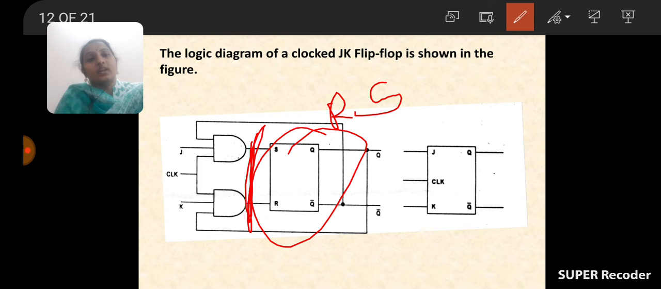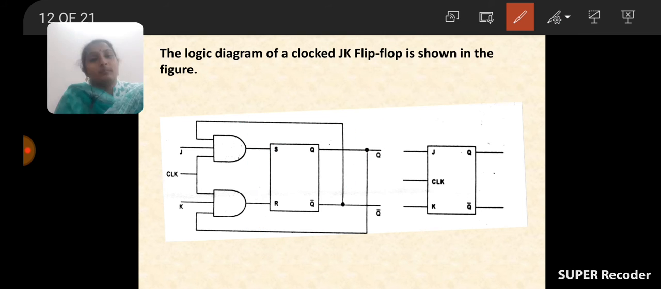It is one RS flip-flop with 2 AND gates. By adding 2 AND gates to the RS flip-flop, the JK flip-flop is constructed. So where can we add these 2 AND gates? For the S input, one AND gate is connected. For the R input of the RS flip-flop, the second AND gate is connected.